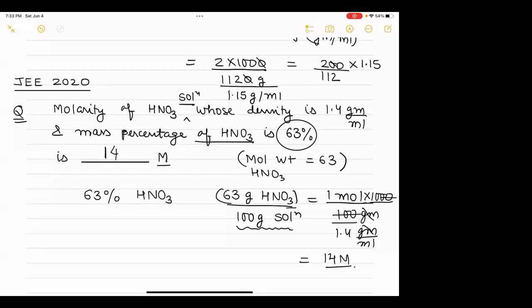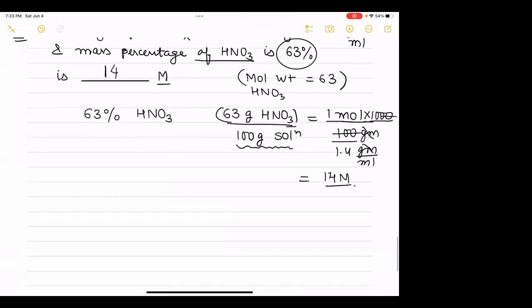So the next unit which we use is molality. Okay. So what is the definition of molality?